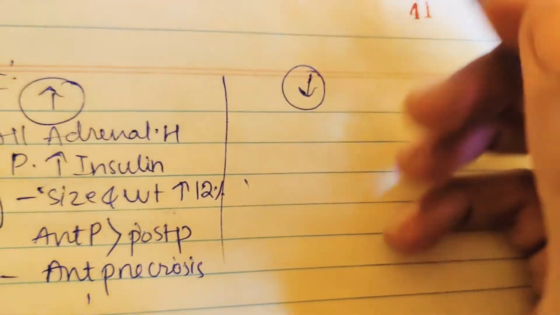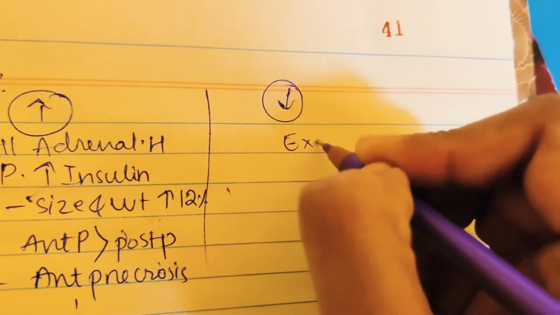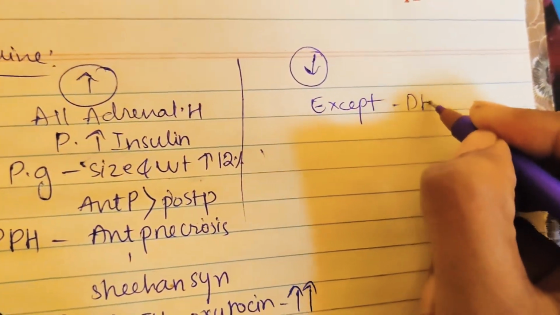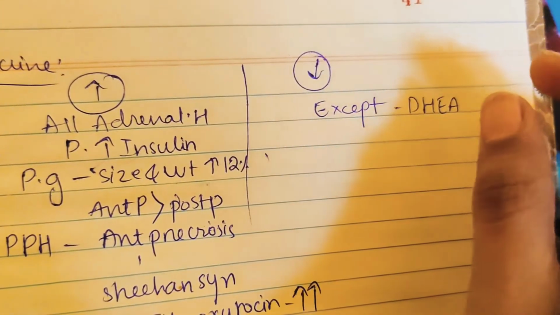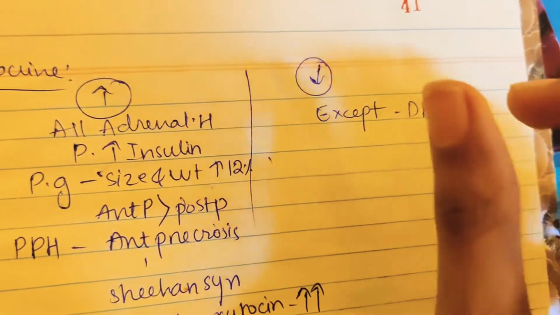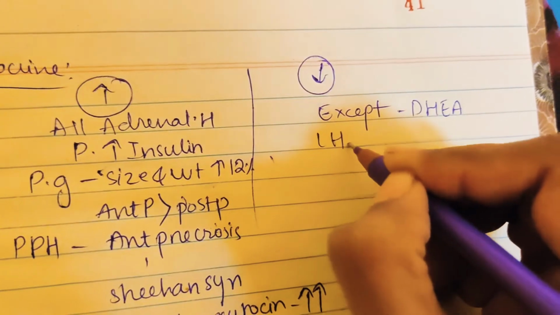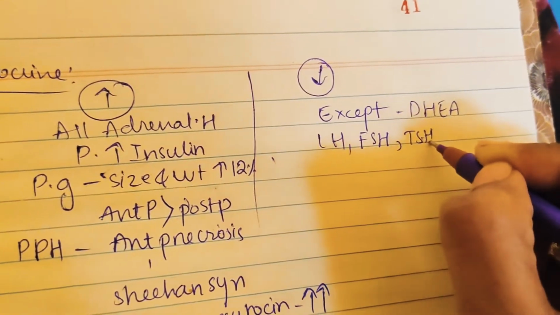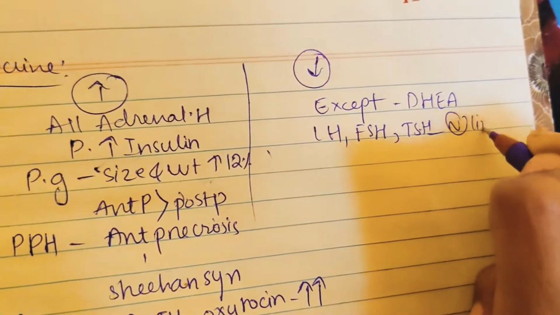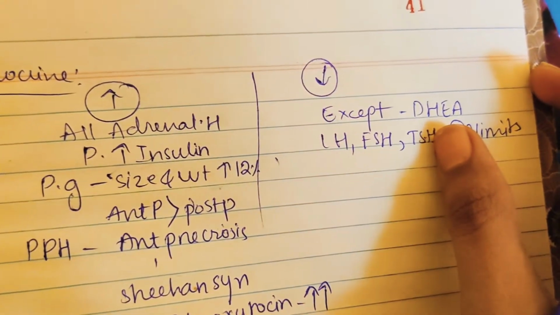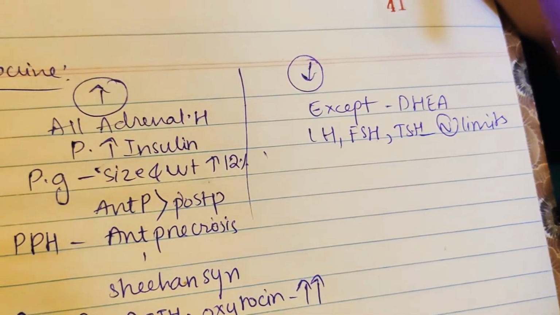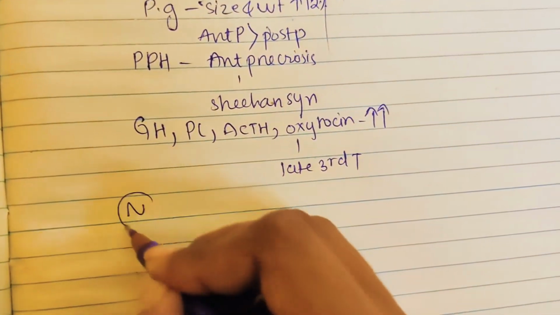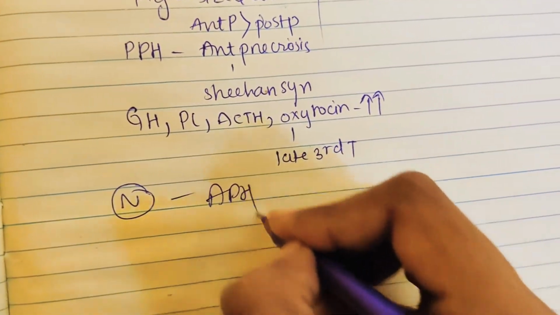So now let us see what are the hormones decreasing. As we said, all adrenal hormones are increasing except DHEA. This DHEA hormone is decreasing among adrenal hormones. Next, LH hormone decreasing, FSH hormone decreasing, TSH hormone decreasing. Even though TSH will decrease, it will decrease within normal limits. But FSH and LH will decrease a lot in pregnancy. Next, coming to pituitary hormones that remain normal: among all these pituitary hormones, the one that remains normal even in pregnancy is ADH, antidiuretic hormone.